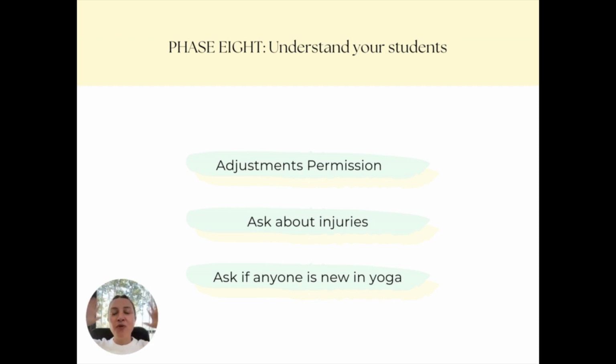When we move forward, it's an exhale. Something easy. Phase number 8, understand your student. 3 super important aspects. 1, adjustment permission. You need to ask your student if they want to be touched. Ask about injuries to modify and give variation during the class. And ask if anyone is new to yoga.